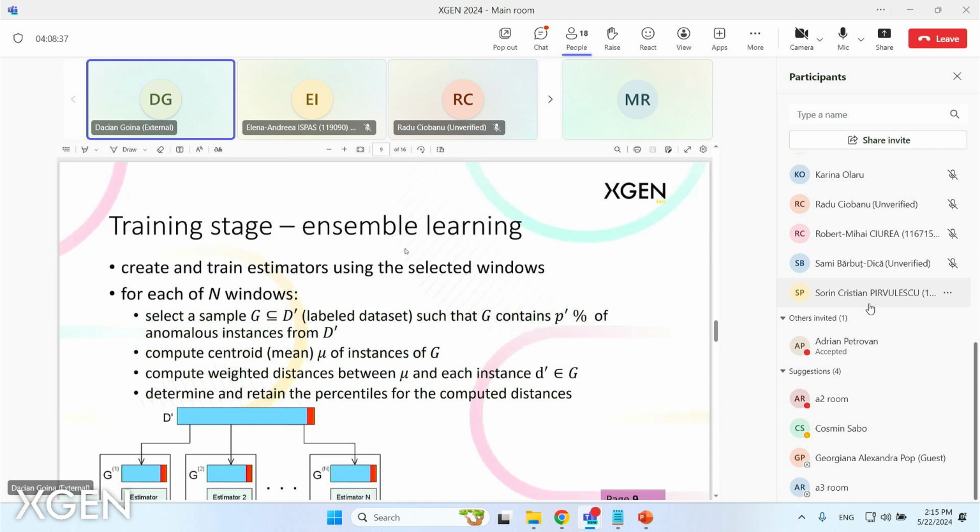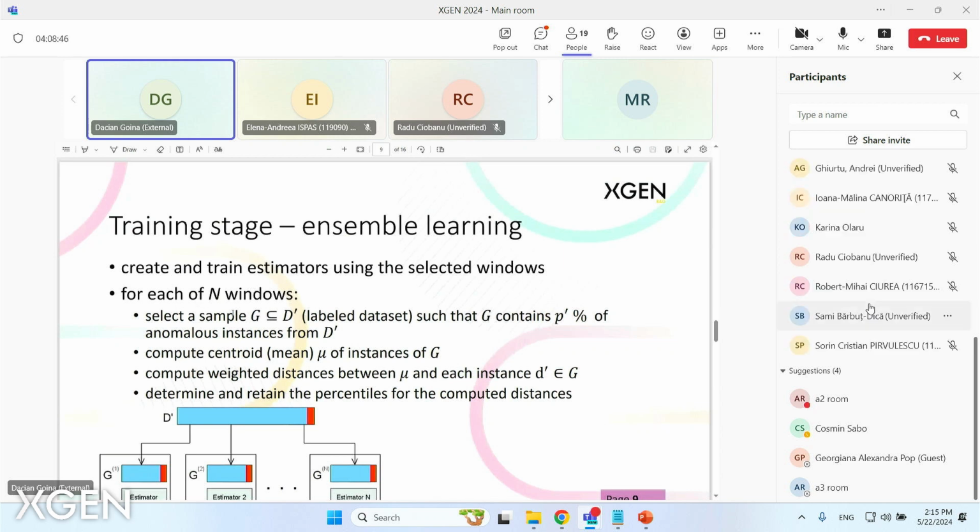Now we have some estimators and need to train them. So basically for each subset of features, for each window, we take a sample G from the labeled dataset, and G must contain a certain percentage of anomalous values. This is important for later. And then we have this sample, we compute the centroid value, and then compute the distances between the centroid value and each instance from the sample. Of course we obtain some distance values, and for them we compute the percentiles.